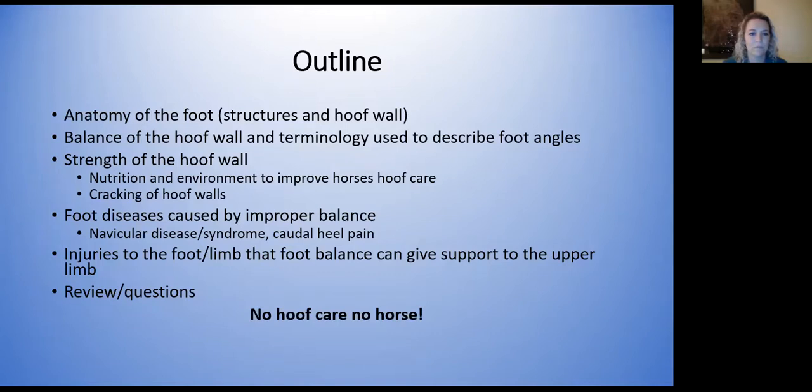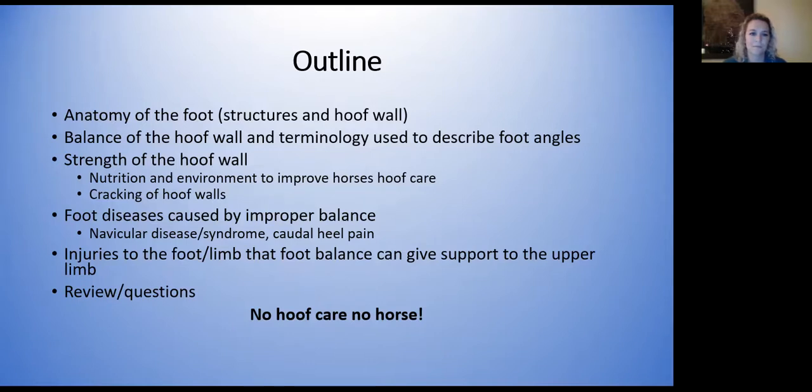With nutrition and the environment, these are all things that can factor into making some of these horses' hooves brittle, making them crack, all those things. And then all of a sudden their horse is lame. So we'll look at some foot diseases caused by improper balance, such as navicular disease or syndrome, and also caudal heel pain. We'll dive into those terms in that section.